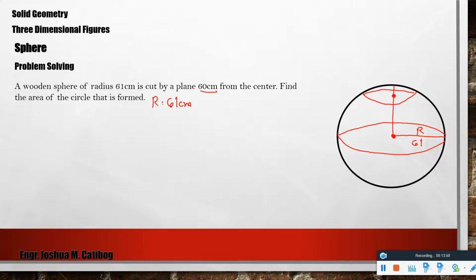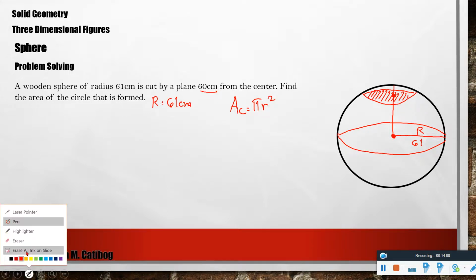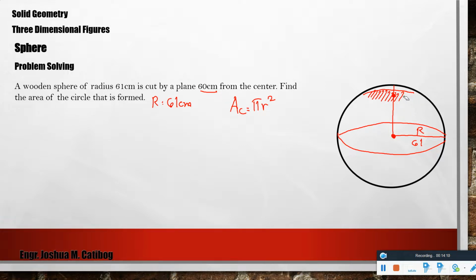So, from here, sir, ang tanong po dito, find the area po na nabuo dito sa part na to. Okay, sir. Alam po natin that the area of a circle is pi r squared. Therefore, ang goal po natin dito is mahanap ang radius ng ating small circle. Ulitin ko na to ha. Okay, pakita ko lang ulit sa inyo.